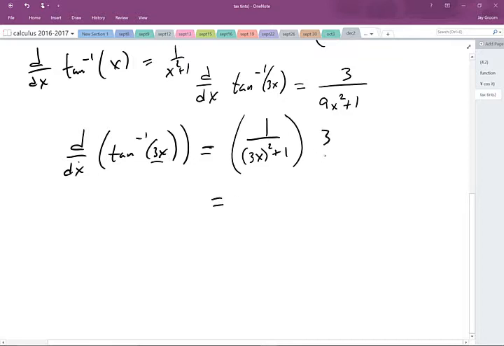And look what we get, friends. That's 3 over 9x squared plus 1. And if you do it right, that's a good way to go. But if you suck at that, or you don't pay attention, or whatever, you may not. Results may vary.